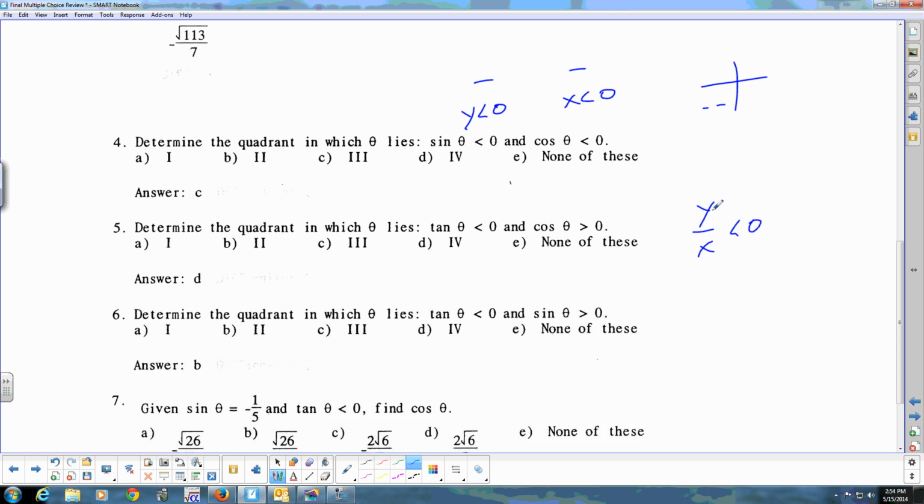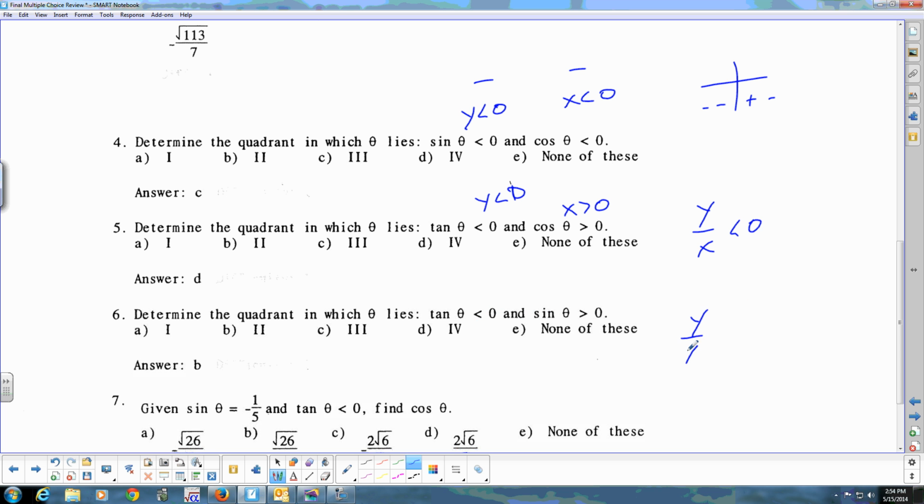Tangent. Tangent is your y over your x less than 0. So that means either your y or your x is negative, but not both. Cosine is greater than 0, so that means your x is greater than 0. So if x is greater than 0, this means the y has got to be negative, less than 0. Where is x positive, y negative? Quadrant 4.